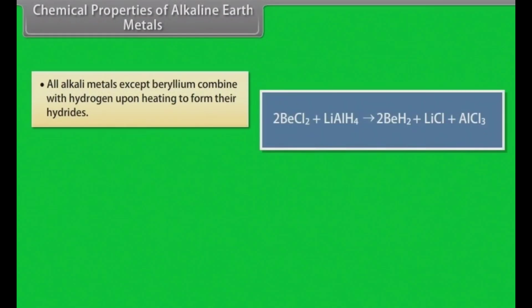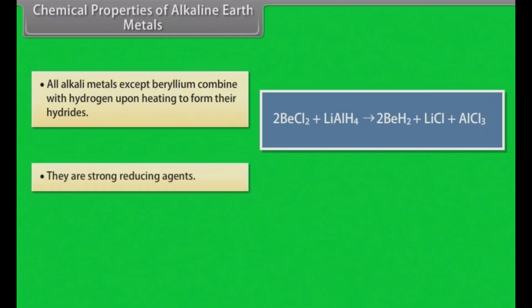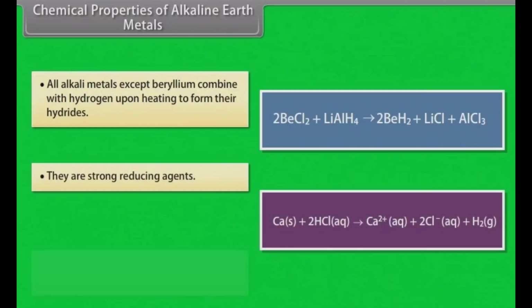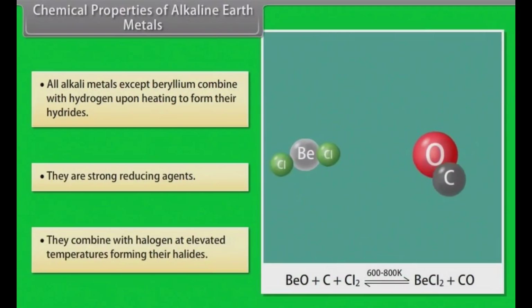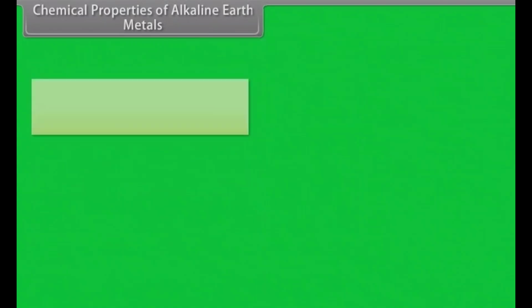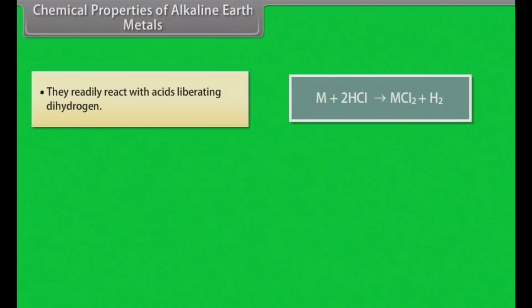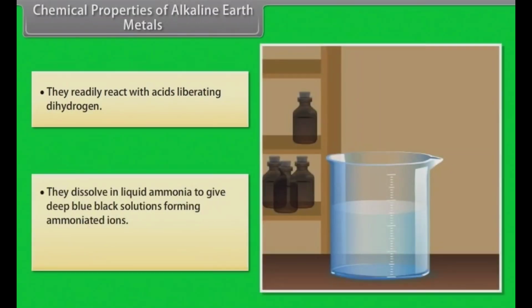All alkaline earth metals except beryllium combine with hydrogen upon heating to form their hydrides. They are strong reducing agents. They combine with halogens at elevated temperatures, forming their halides. They readily react with acids, liberating dihydrogen. They dissolve in liquid ammonia to give deep blue-black solutions, forming ammoniated ions.